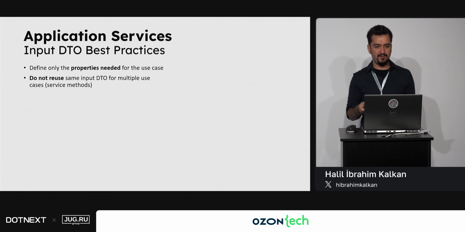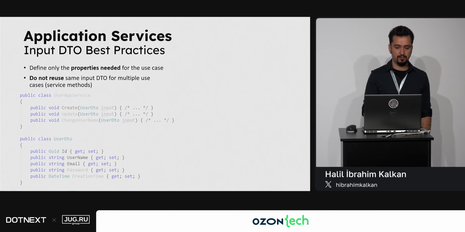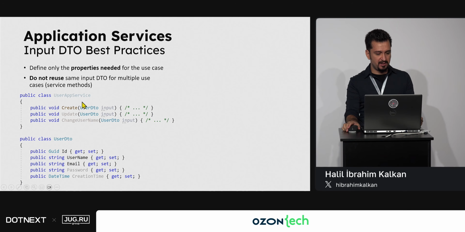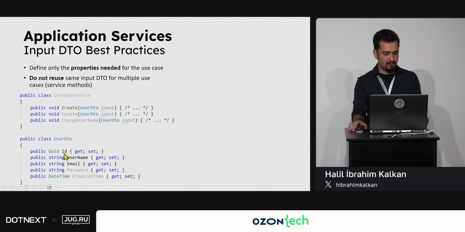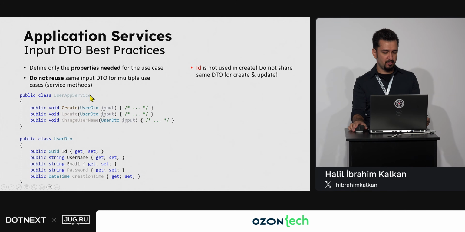So it starts to affect each other and makes bugs in your application and so on. For this example, we have a user application service with create, update, and change username methods. All get the user DTO. Because we are lazy to create an input DTO for every use case, we have a user DTO. We can reuse it here as a parameter, but ID is not used in create, for example, because it should be generated on the server side.